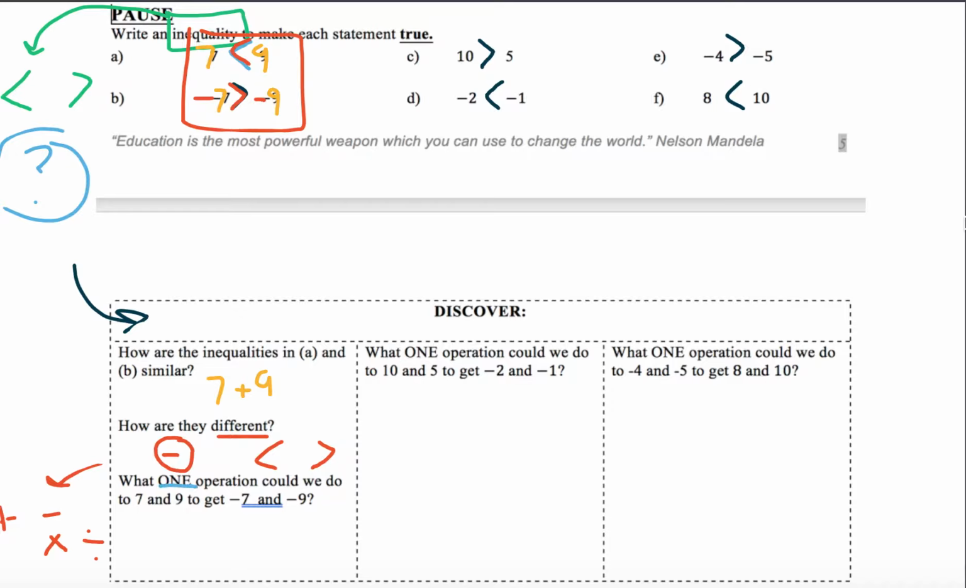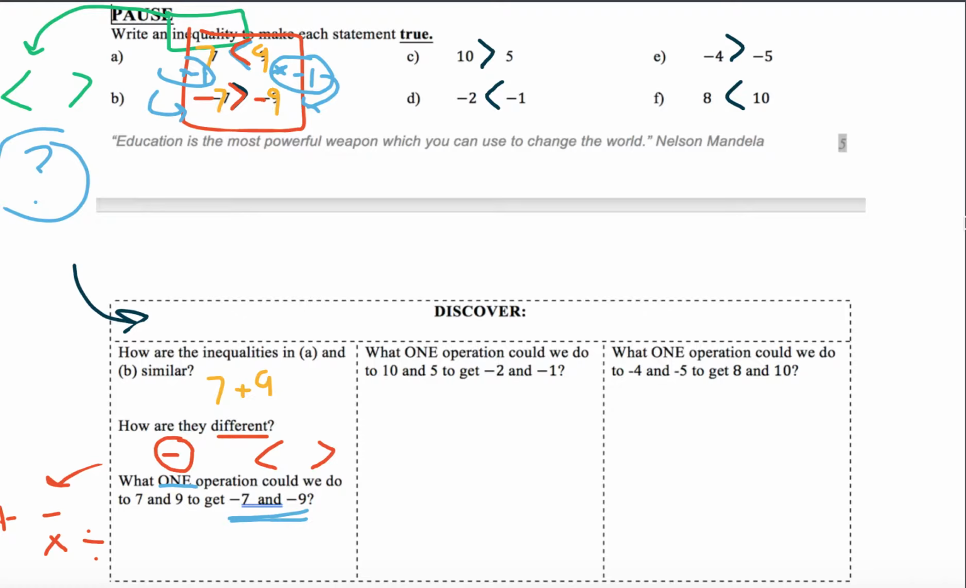One operation we could do is multiply by negative 1. If we multiply by negative 1 on both sides here, that would give us negative 9, and that would give us negative 7. We did the same thing, one operation to both sides, to get negative 7 and negative 9.